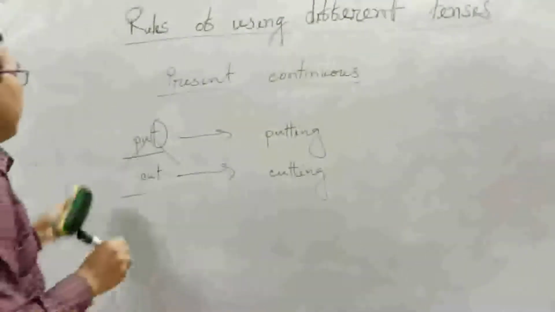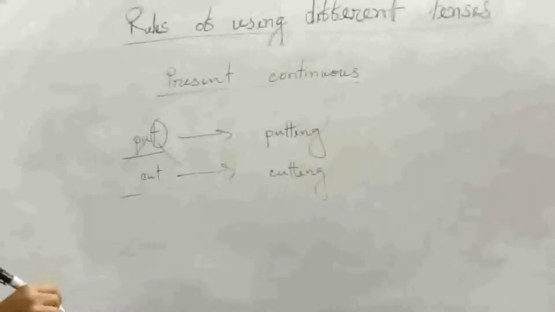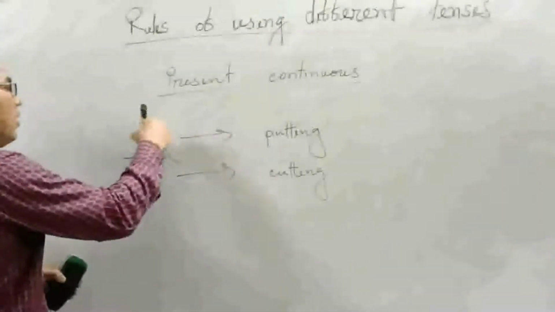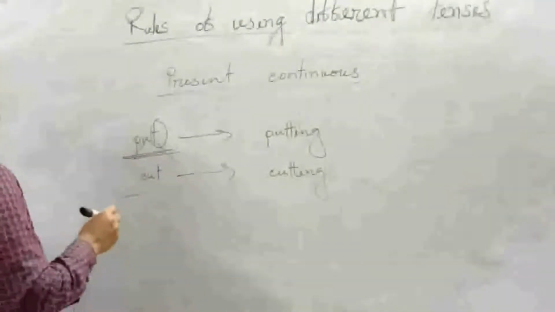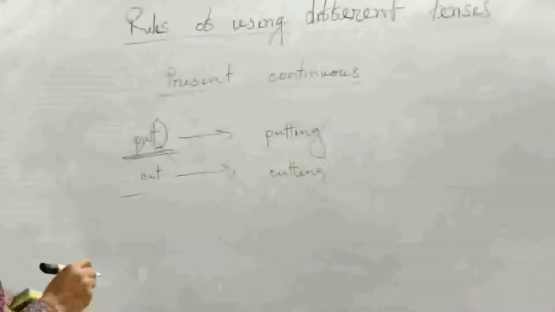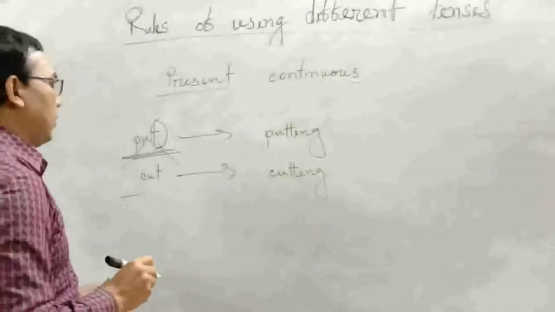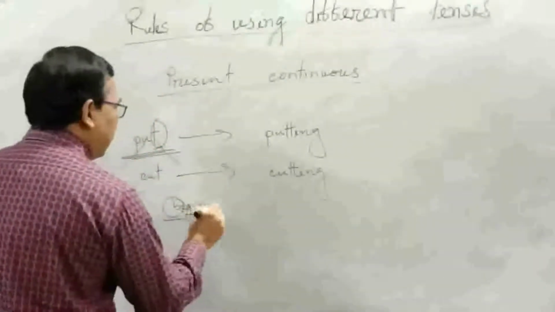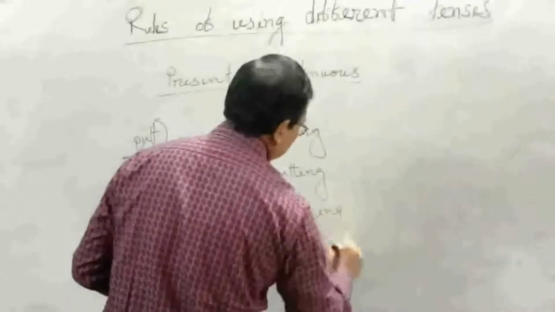And again, if you get verbs of more than one syllable, and if the last syllable ends in a consonant, and if there is one vowel in the last syllable, in that case again the last consonant will be doubled. Here I am giving an example. Begin. Here we find a consonant, a vowel, and the spelling is B-E-G-I-N-N-I-N-G. Beginning.